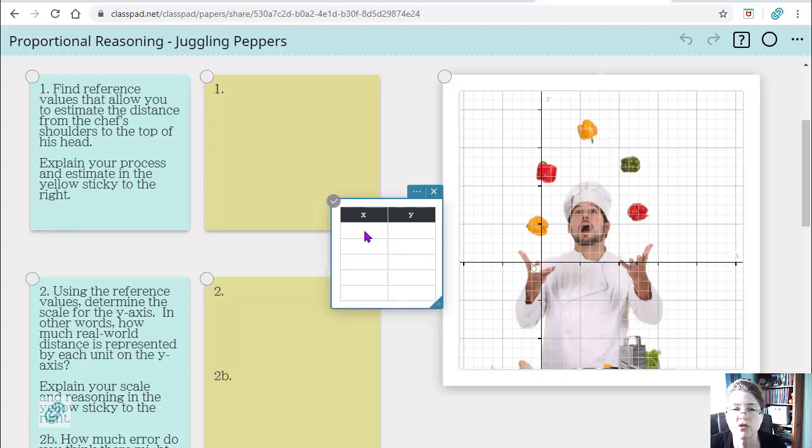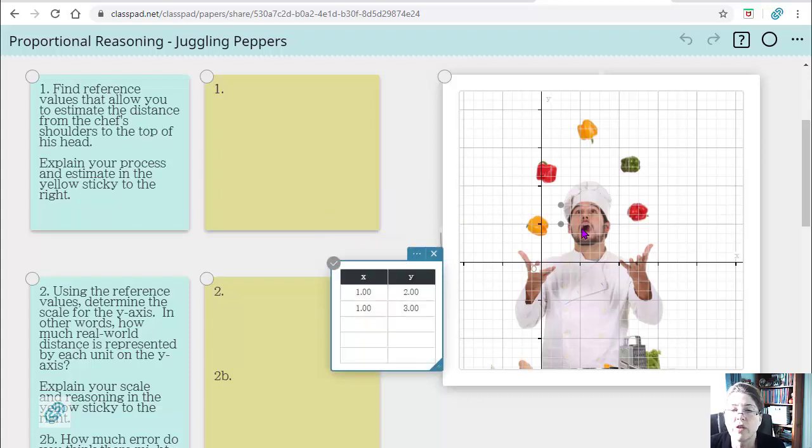So I'm just going to make 2 points real quick. And it doesn't matter what I initially set them up as, because I'm going to be moving them. I'm just going to use 2 points because we just want distance, right? So we just need 2 points to figure out distance. So they're supposed to figure out, okay, where should I put these 2 points so that I can calculate the distance or figure out a good height for this chef.